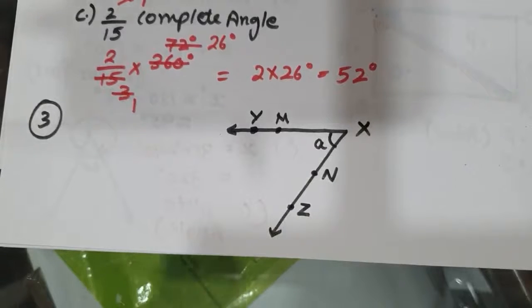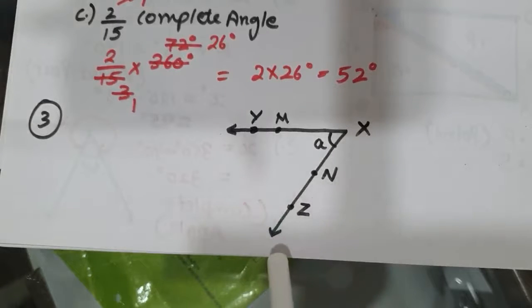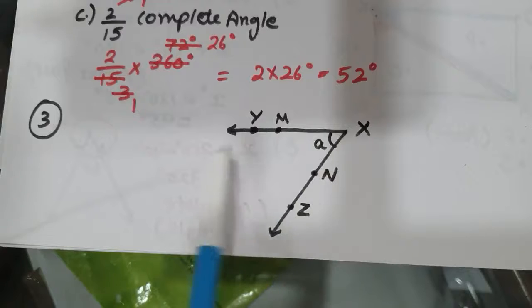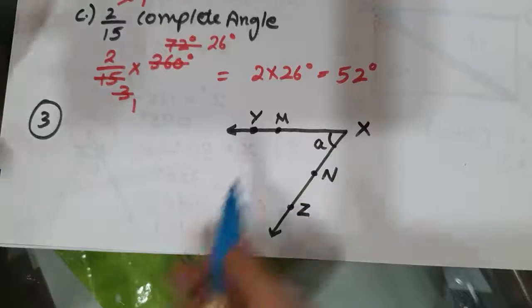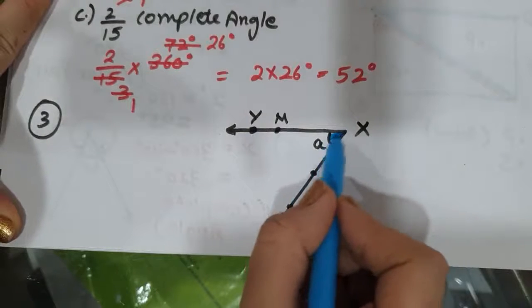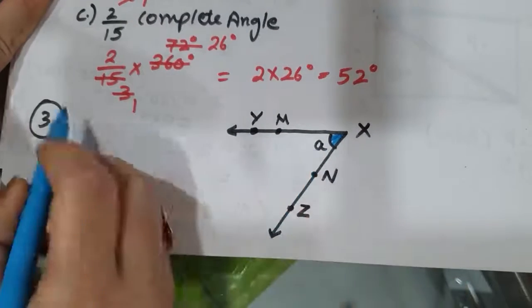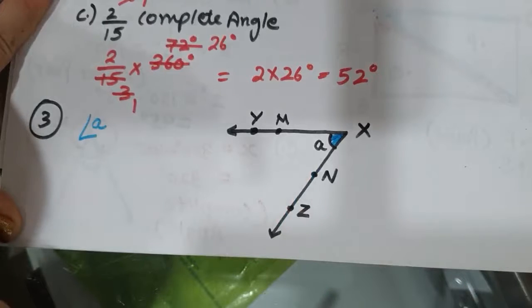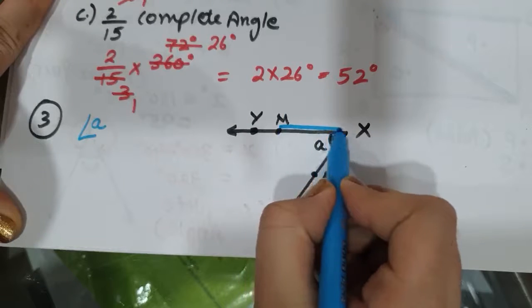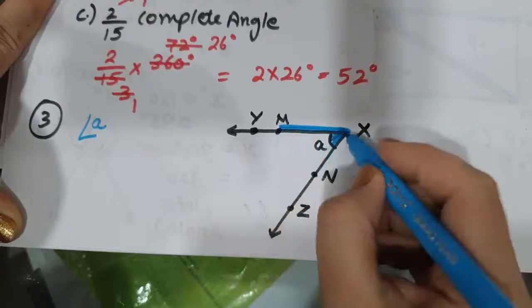Now the next question says this is the given diagram. In this figure, you need to name this angle in 6 different ways. You have to find out their names by different methods. How will you find out? Let us see. We have this angle and let me highlight the angle. This is angle a, written in small letters. So first is angle a. Second method, you can say M, X and N.